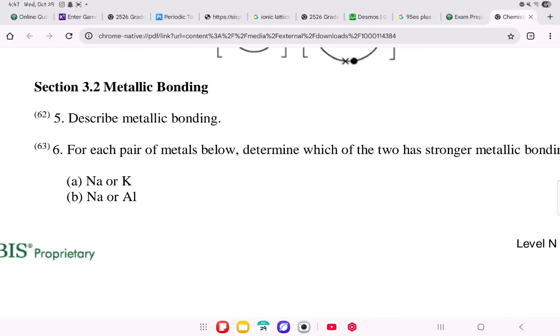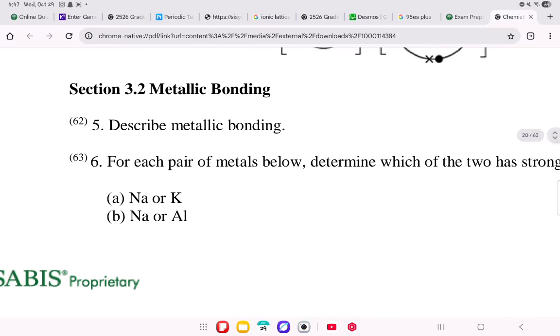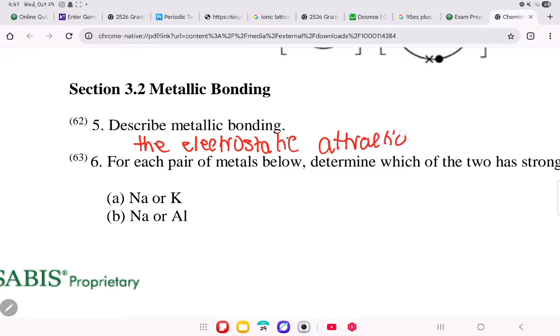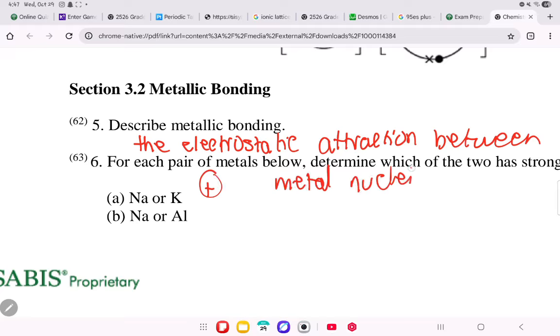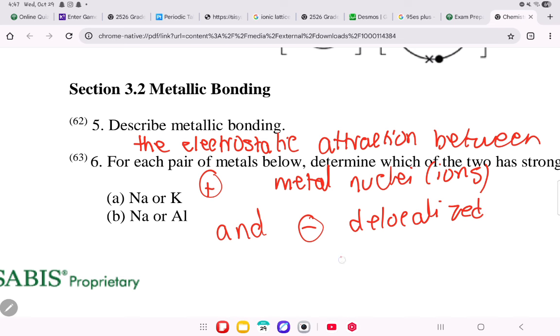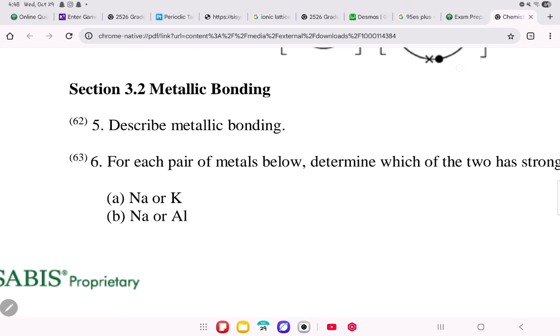Define metallic bonding. Well, very simply, metallic bonding is the electrostatic attraction between positive metal ions and the localized valence electrons. So, metallic bonding is the electrostatic attraction between positive metal nuclei, or you can say ions, and negative delocalized valence electrons. So that is it for question number 5.